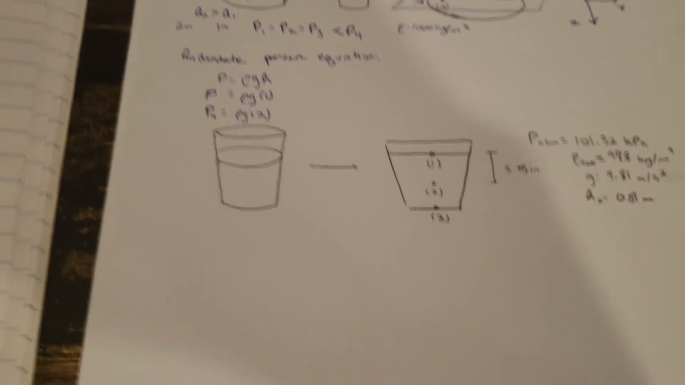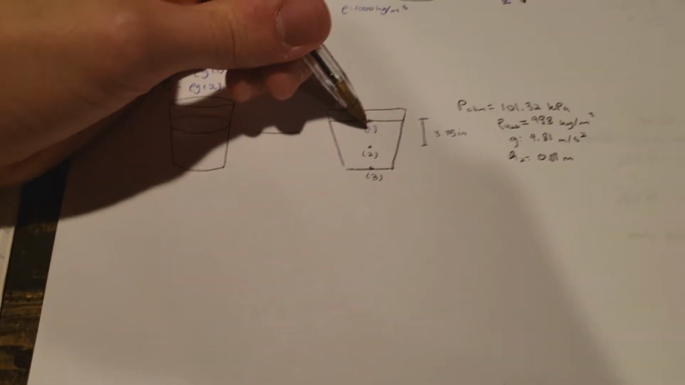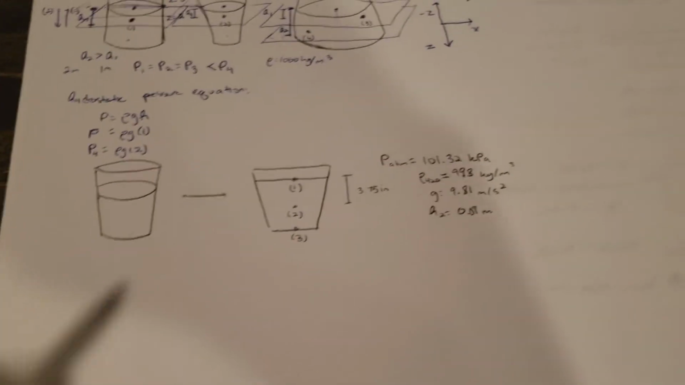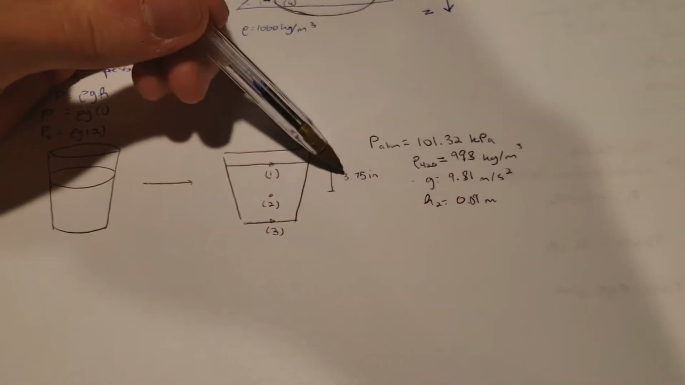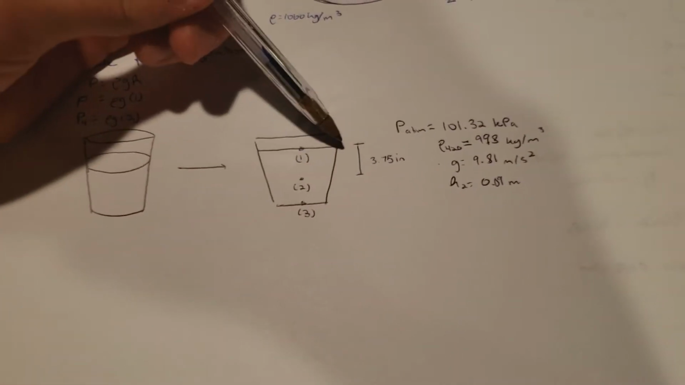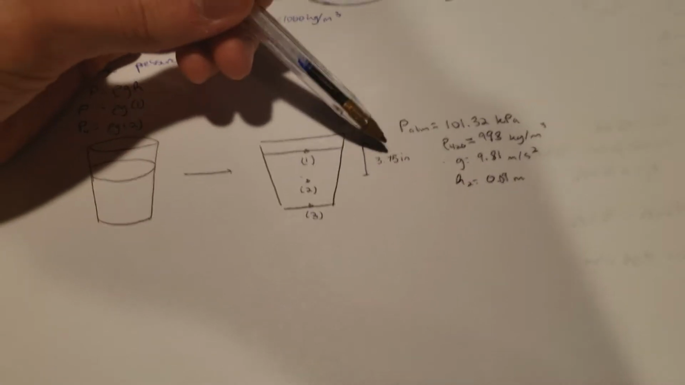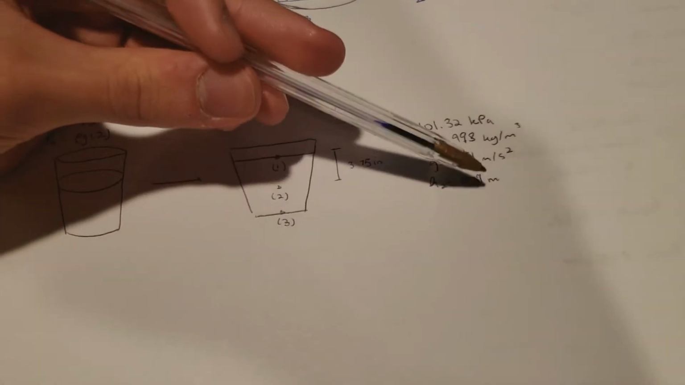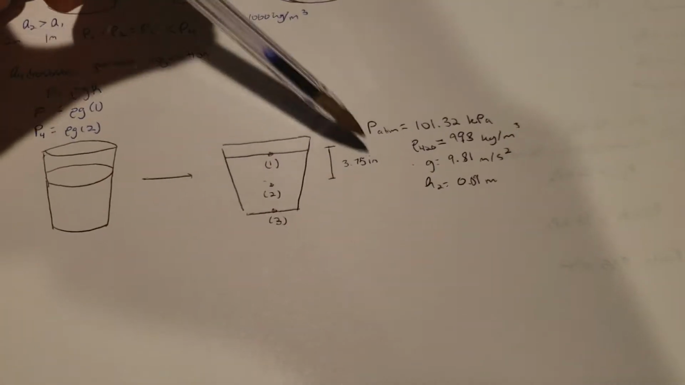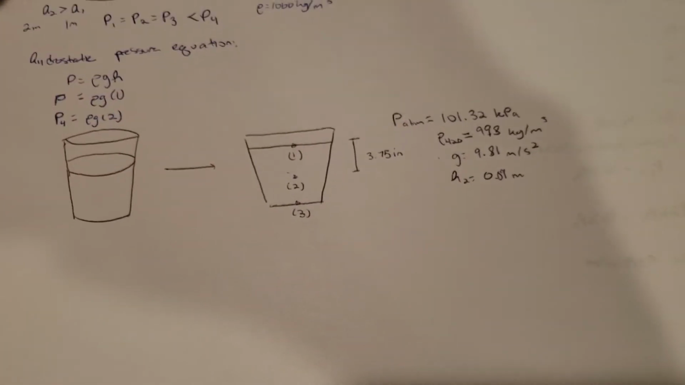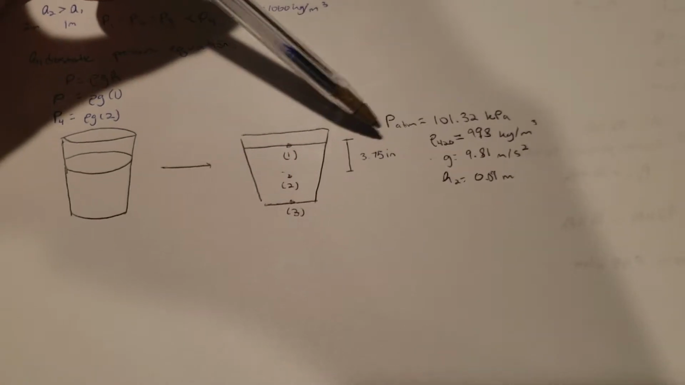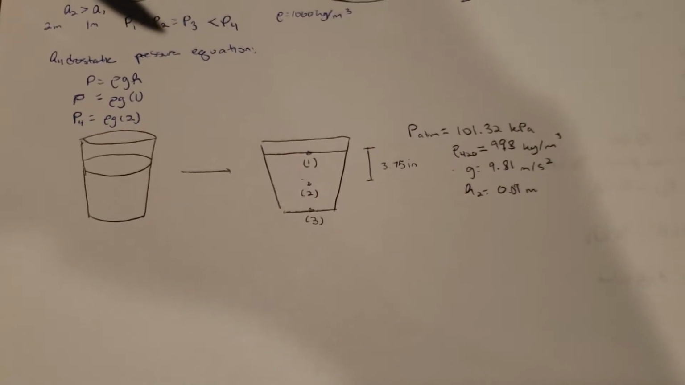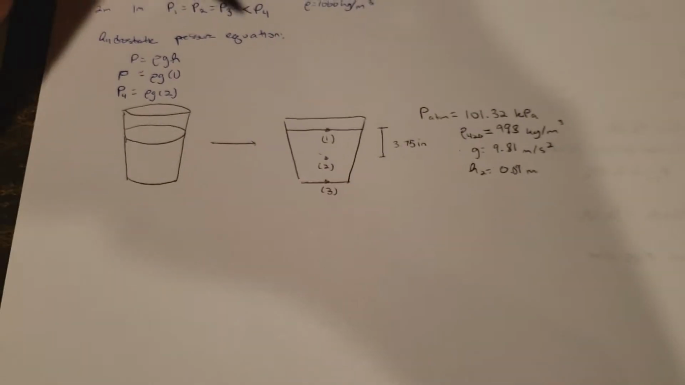So now let's calculate the pressure. Let's calculate the pressure of point 1 and point 2. So when we're doing problems like this, we have, let's say, this cup. Our second point is 3.75 inches down. Converting that to meters, it's going to be 0.09 meters. We have gravity, the density of water is the same, and then our atmospheric pressure is going to be 101.32 kPa.